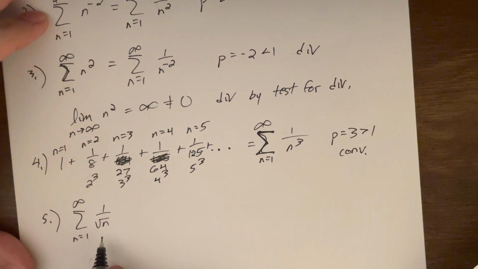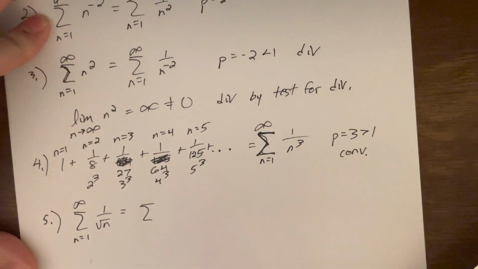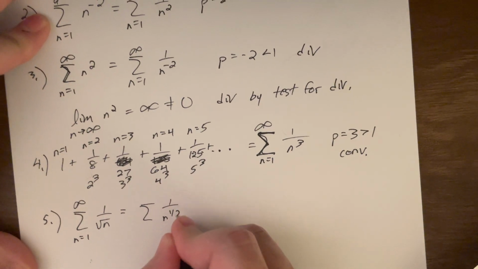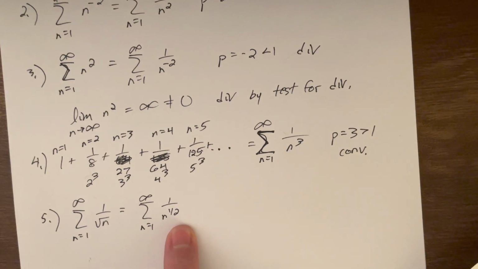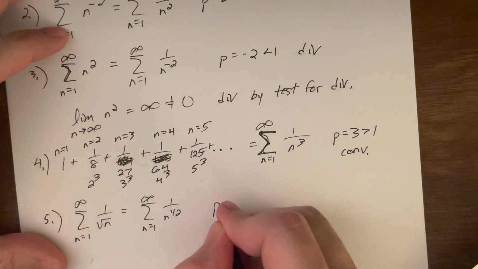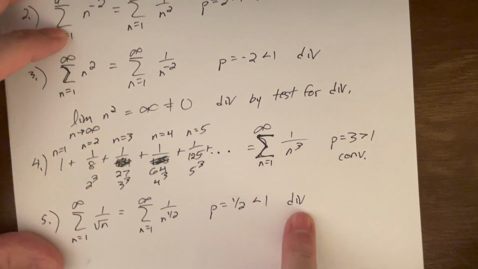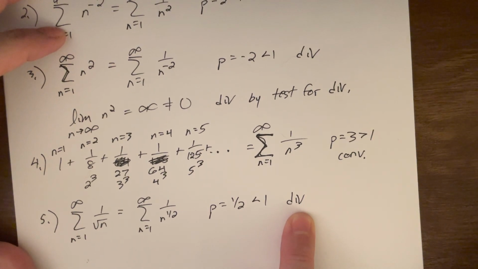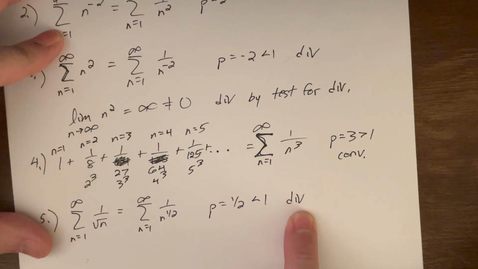But looking at this one, well, again, just another quick rewrite. Looking at the square root of n, just like when we do derivatives and antiderivatives, think of that as an exponent, and that's all we need. That solves this problem. Now p equals 1/2, which is less than 1. We're getting another diverges.